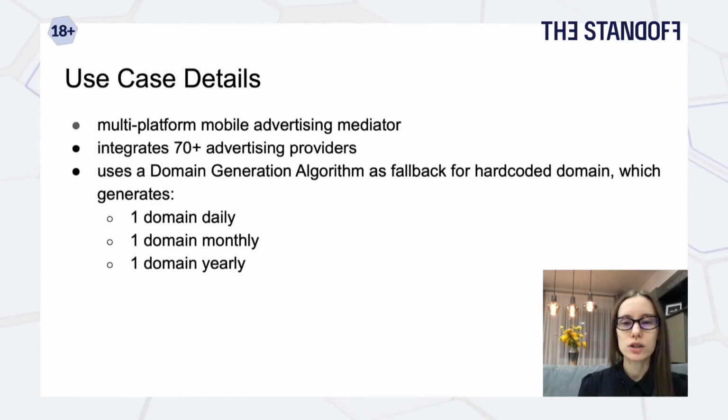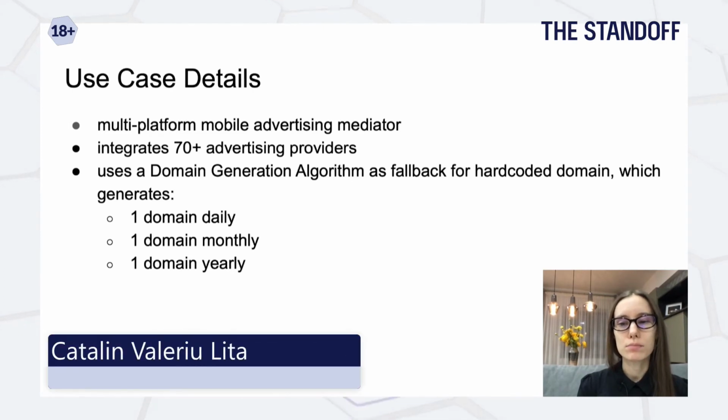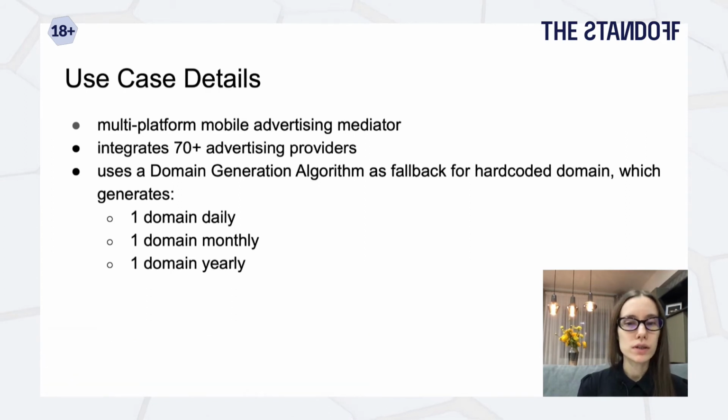As I already mentioned, our fifth use case is a mediator. We are not going to disclose its name, but I will tell you that it is developed for multi-platform mobile devices and integrates approximately 70 different advertisers. The interesting part about it is that it borrowed a technique from other developers. This technique is the usage of a domain generation algorithm, shortly called a DGA. A DGA is an algorithm that usually uses the current time as a seed in order to pseudo-randomly generate domains to be used for a short period of time.